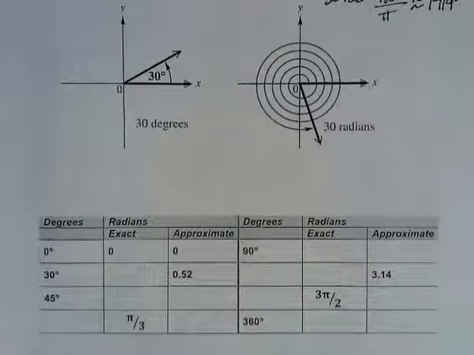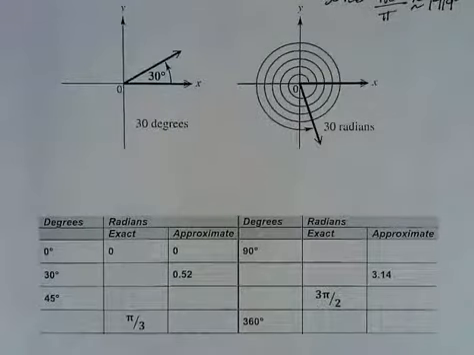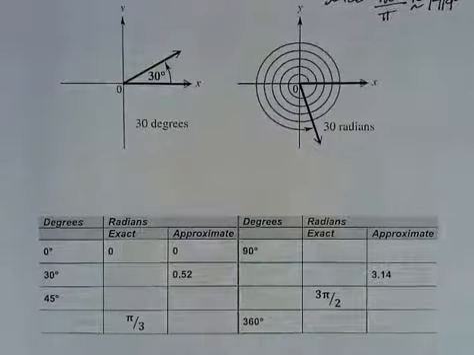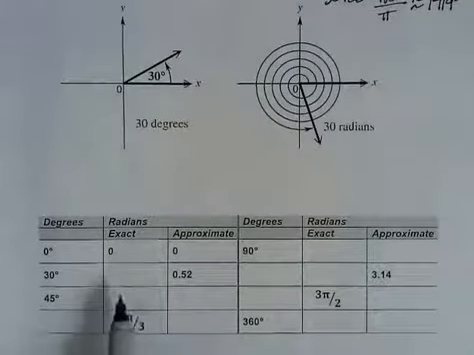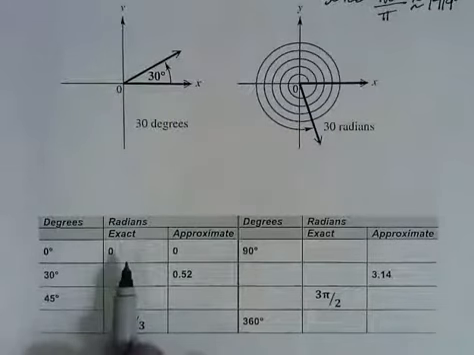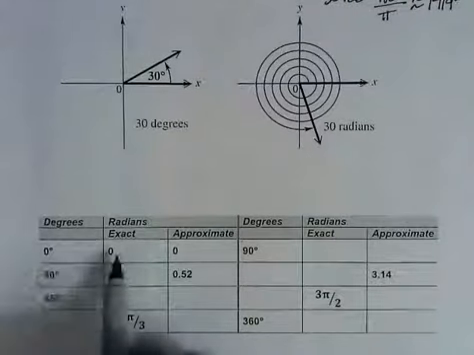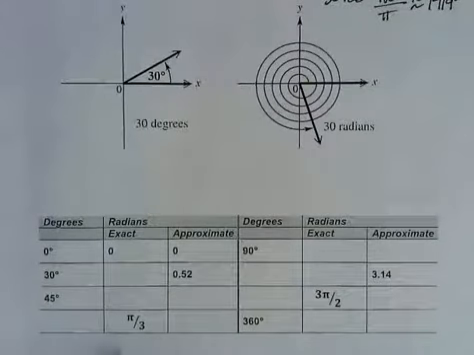Now, in the last unit, we talked about special angles. We were only talking about them in degree measure. So now let's look at what those angles would be in radian measure. So for each one of these special angles, we're going to look at the exact radian measure and then an approximate radian measure. If we have 0 degrees, that's the same as 0 radians.